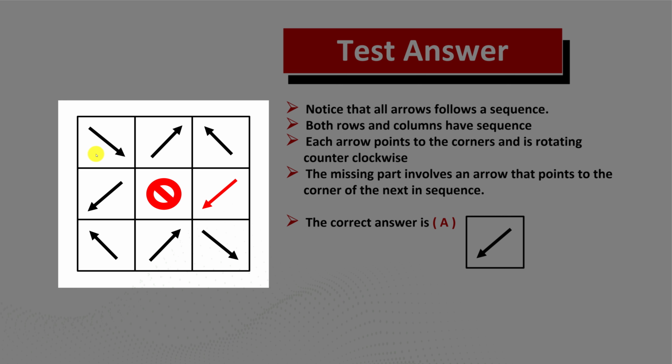So if you look at the bottom row, you see that the arrow points in the bottom right corner, then in the upper right corner, then in the upper left corner. So that is the sequence. It rotates counterclockwise. You see that the arrow goes from pointing to the upper left corner, then to the upper right corner, and then to the bottom right corner. You see that the arrow pointing rotates clockwise.